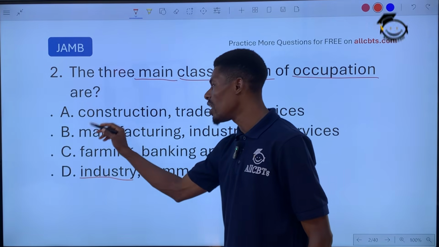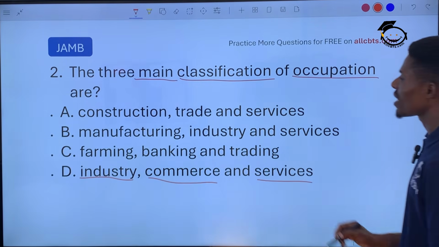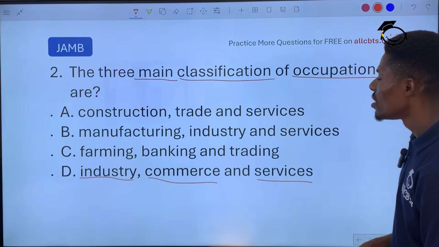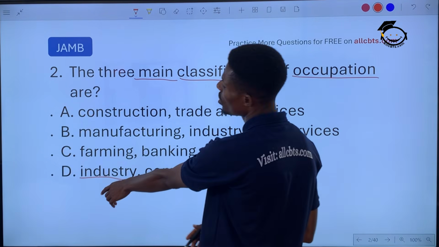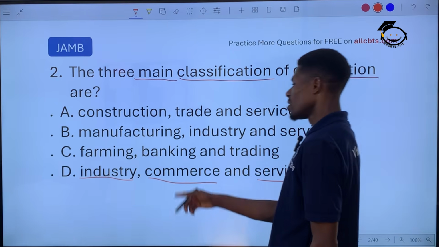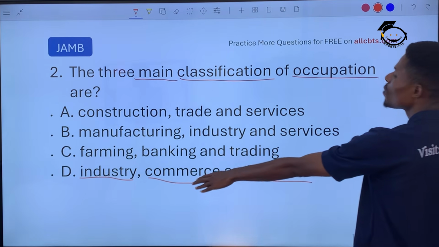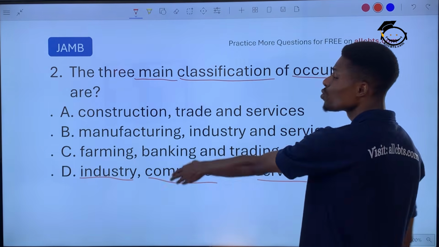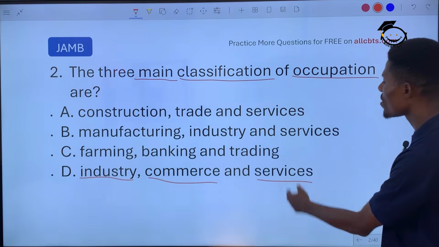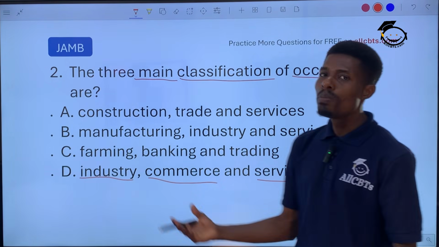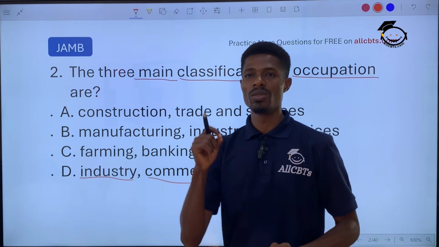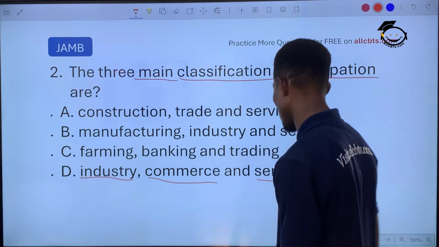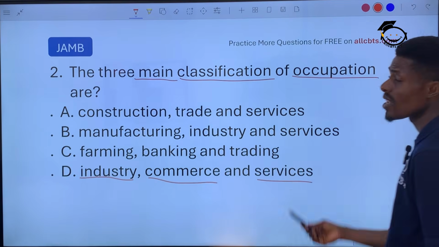Or rather, it's not A, B, and C. Our correct answer is what? D. Industry. This talks about extraction and manufacturing. Commerce talks about what? Distribution. Aids to trade. And services talks about meeting people's need without rendering a physical product, as it were. Like, for example, teaching.